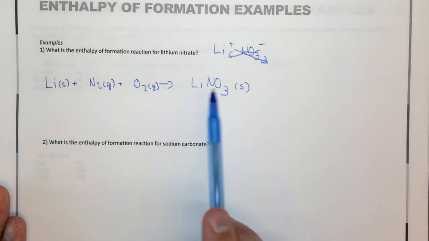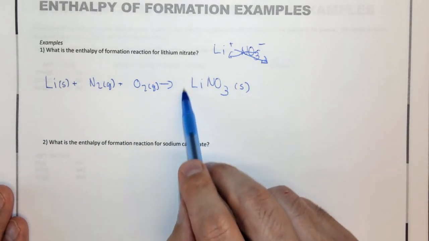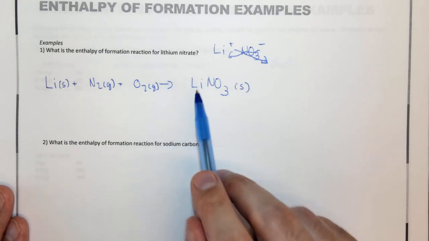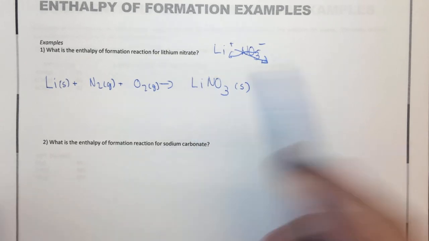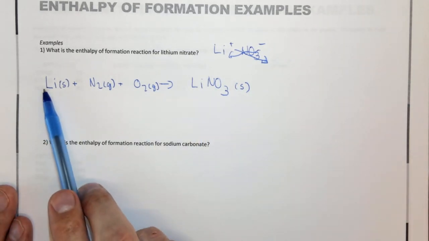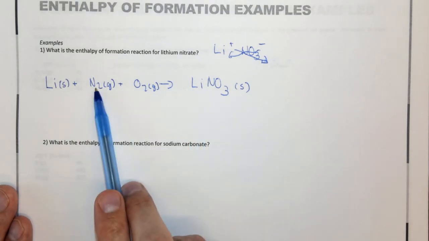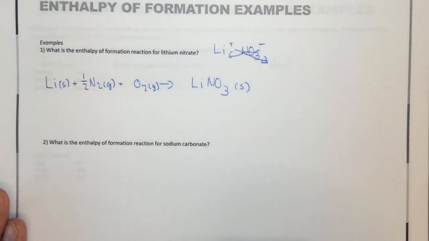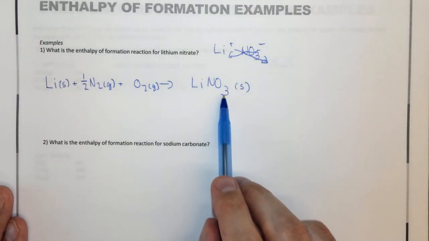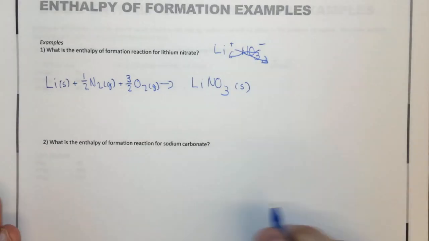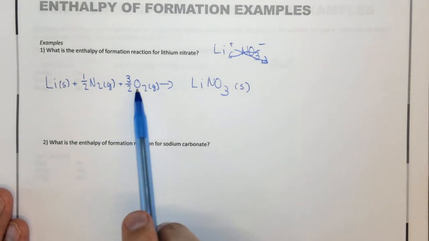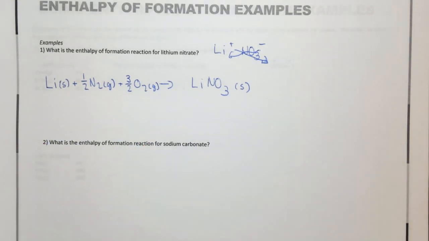So, now we need to balance this such that this stoichiometric coefficient must be 1. So whatever the enthalpy of formation of lithium nitrate is, it has units of kilojoules per 1 mole, or just kilojoules per mole. So we need 1 lithium, 1 lithium. For nitrogen, there's only 1 here. So we need half of an N2. And for oxygen, there are 3 of them, and we have O2, so we need 3 halves, or 1.5, but it's usually written as a fraction, 3/2 O2. So here is the standard enthalpy of formation for lithium nitrate.